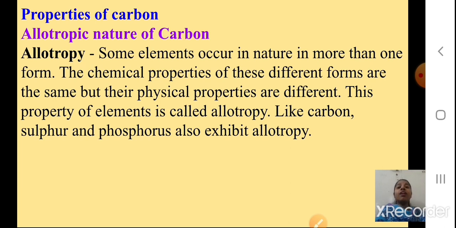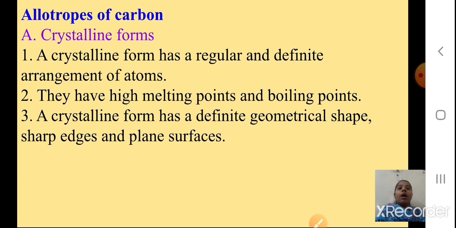Like carbon, sulfur and phosphorus also exhibit allotropy. So how carbon is showing this allotropy, in the same way sulfur and phosphorus will also show. Remember this. So we'll proceed now.